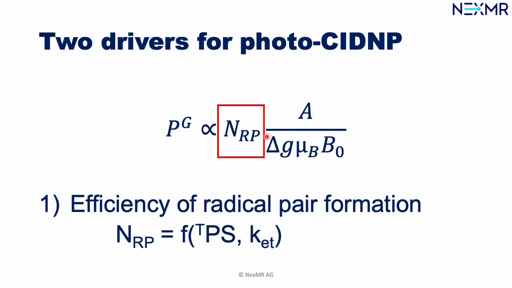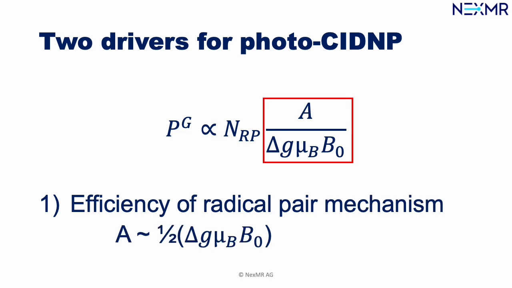So of course, what you want to first improve is the yield of your radical pair formation. For that you can play on the generation of triplet state photosensitizer, and as well on the electron transfers that will yield a higher number of radical pair formation, and on the efficiency of your radical pair mechanism. And there's a rule of thumb that A should be around half of the product of delta g, the Bohr magneton, and the magnetic field. This is in the high field theory.